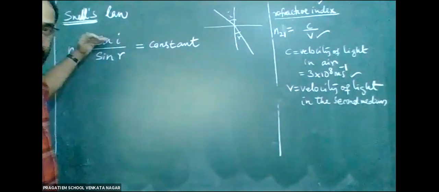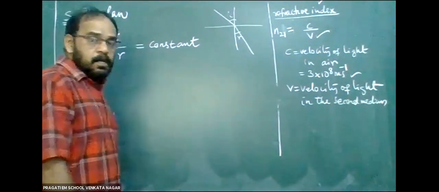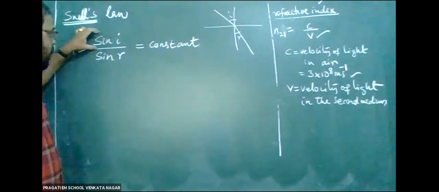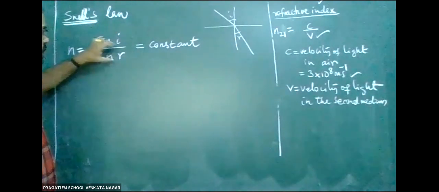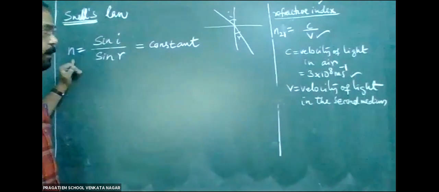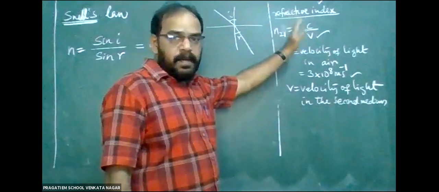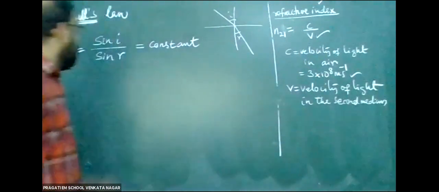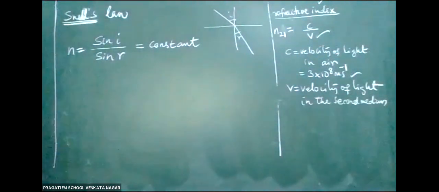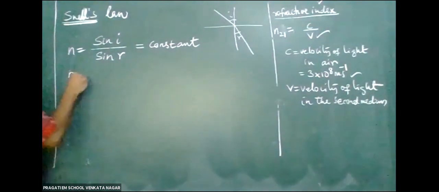You know what sine and the other trigonometric ratios are? This is the trigonometric ratio sine only. Sine I by sine R is a constant. What is this constant called? That is also called the refractive index. So we can define that this is called Snell's law. Now here we can write N21.